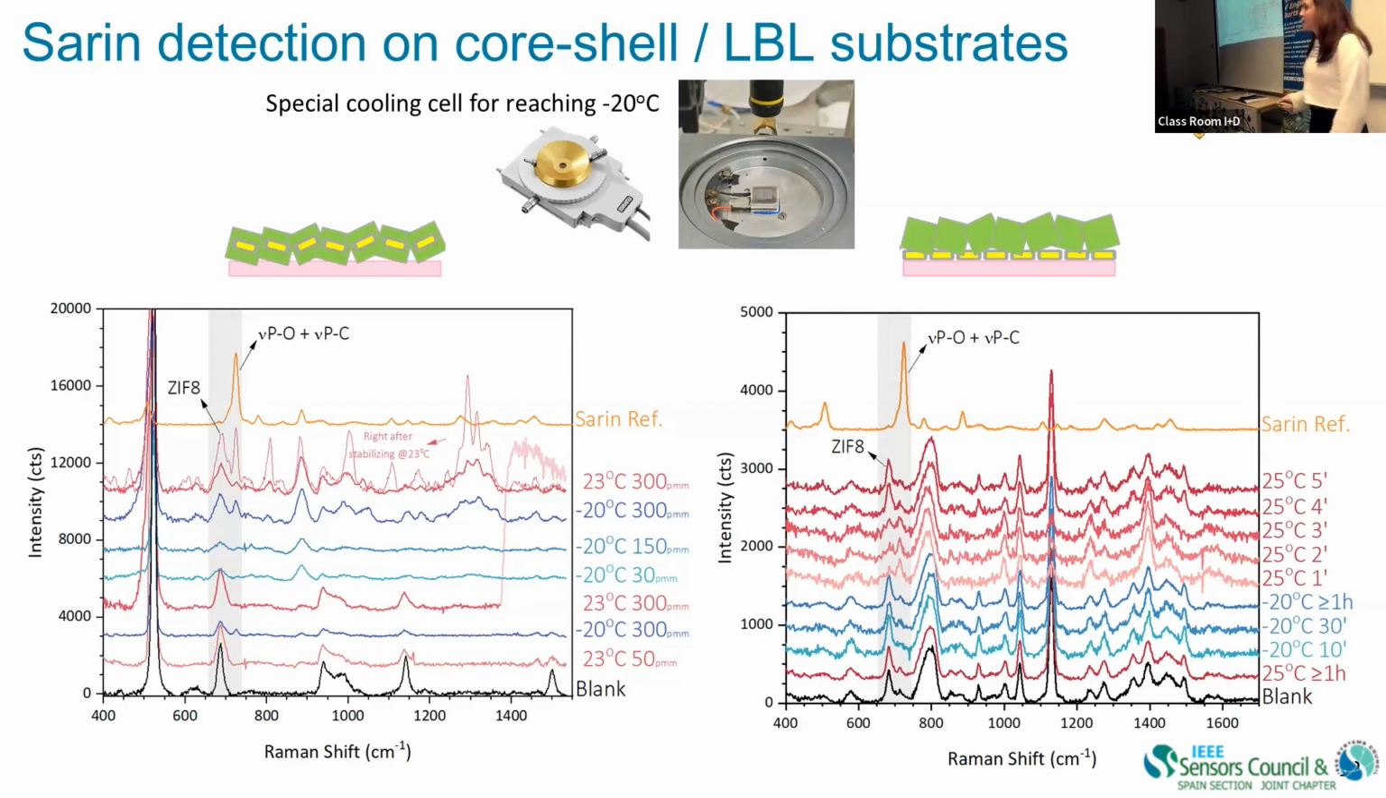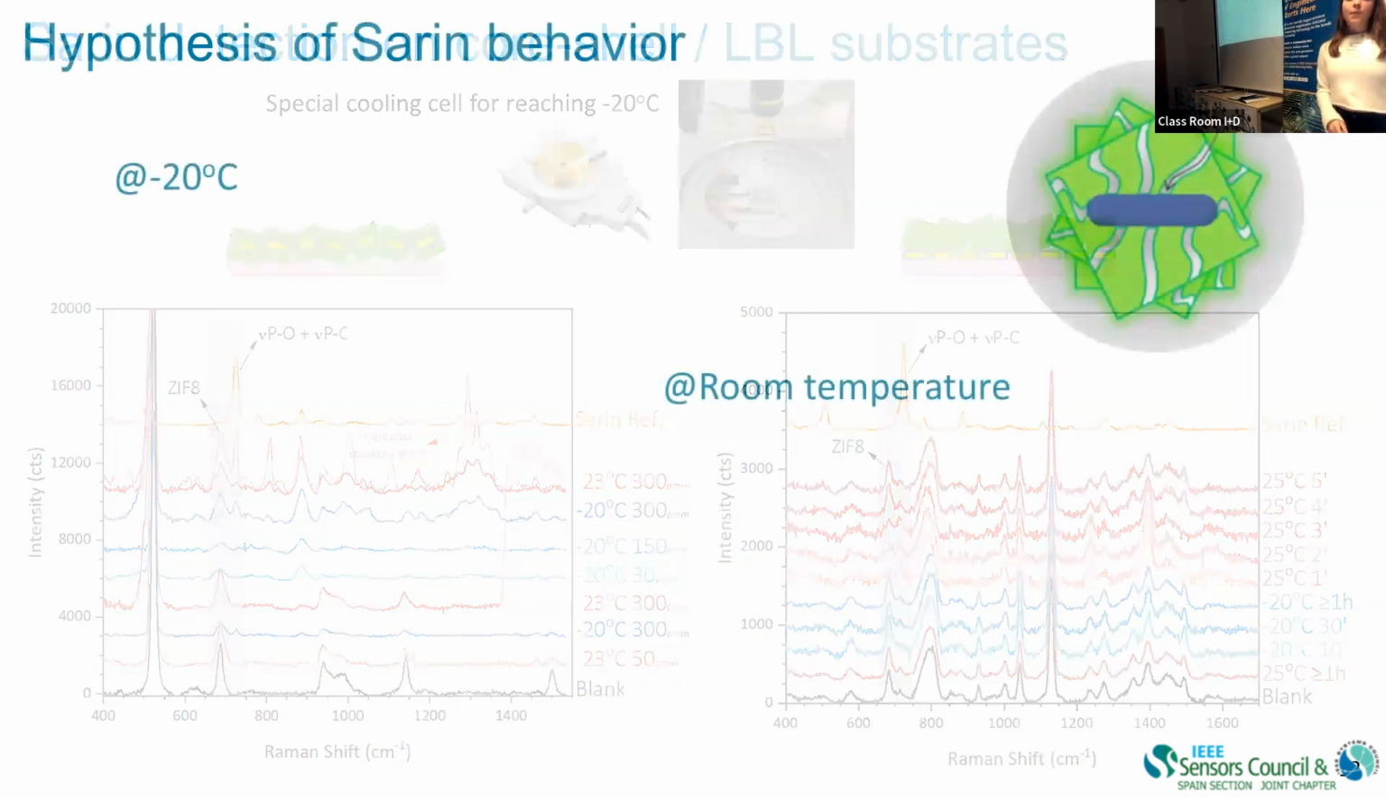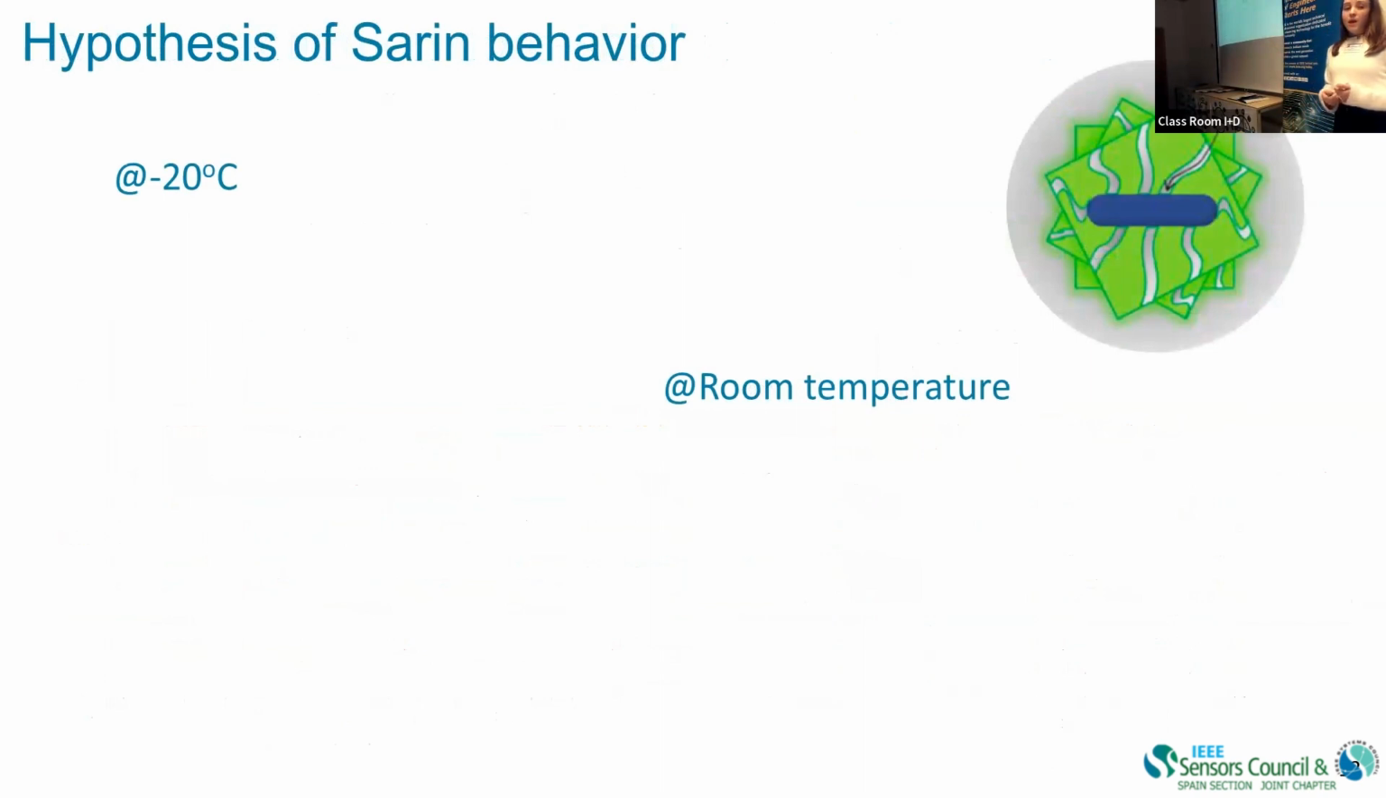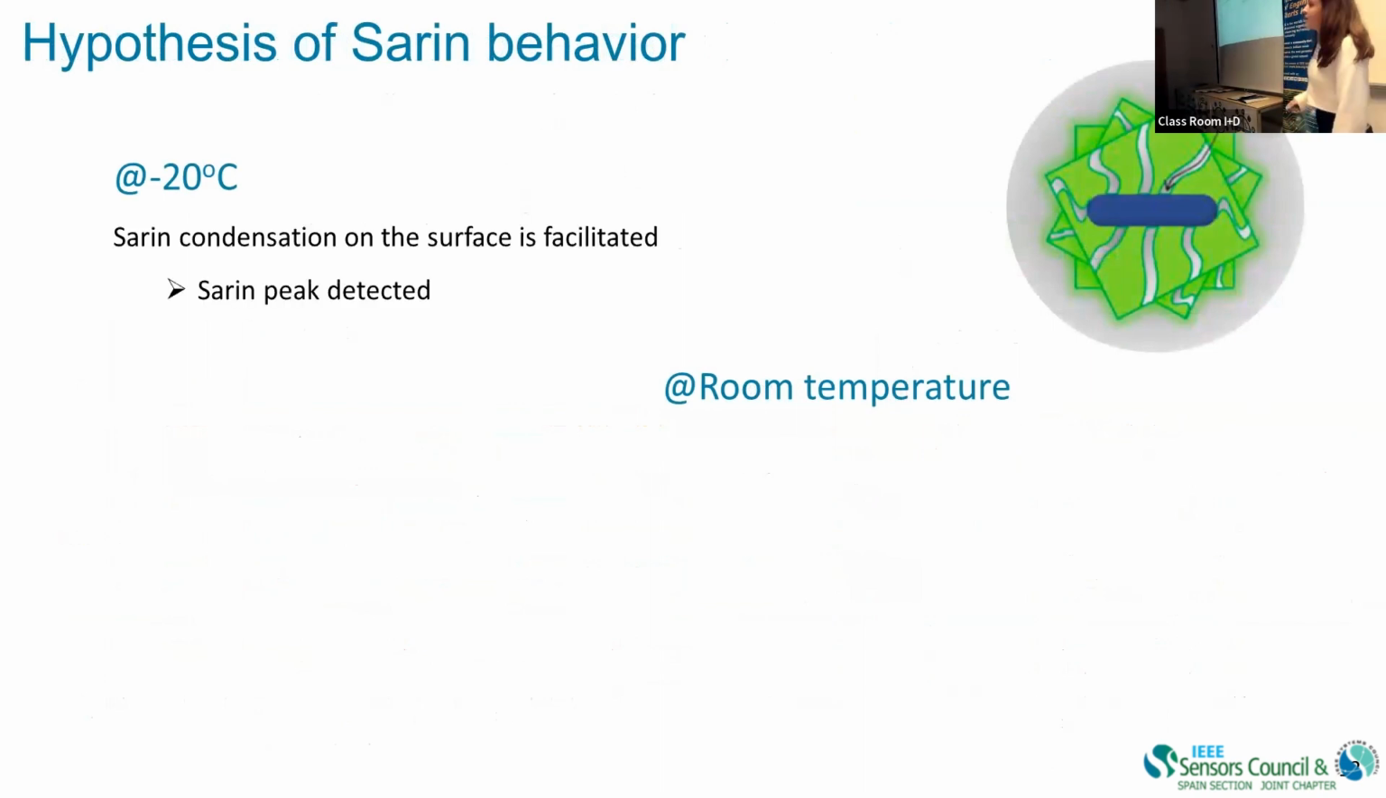And after exposure at minus 20 degrees, after 10, 20, 30 minutes, and even after 1 hour, we couldn't see any SERSing. So we tried to use this boosting effect that we saw in the previous substrates, and we could detect SERSing. So what is the hypothesis for this behavior of SERSing? We were thinking that at minus 20 degrees, SERSing condenses more easily on the substrate because of this difference in temperature, and that's why it facilitates the detection.